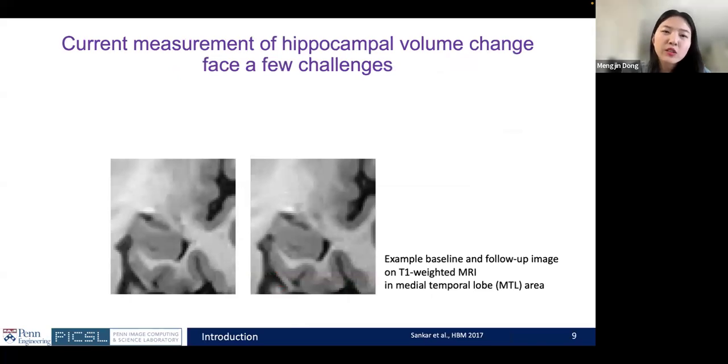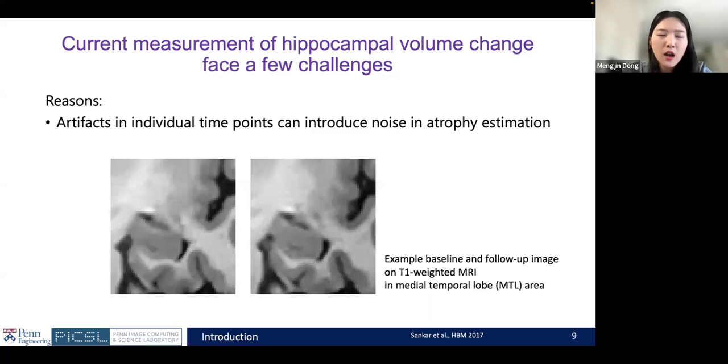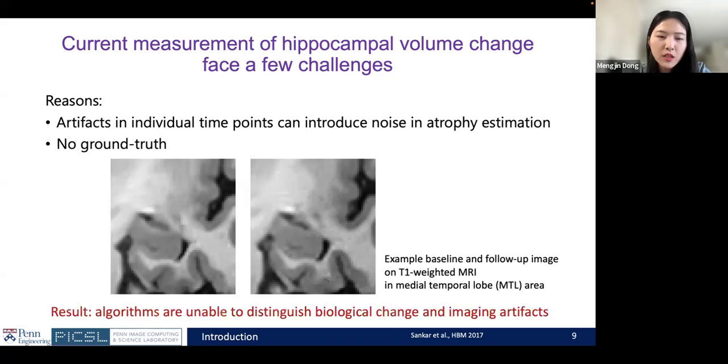However, the challenge of this measurement is that artifacts in individual time points can introduce noise in the atrophy measurement. As you can see, this is a T1 weighted MRI image, and the hippocampus is roughly in this area. We can see that the images get blurry, and in vivo there's no ground truth, meaning that we don't know exactly where the hippocampus boundary is. The result is that algorithms are unable to distinguish between the biological changes that we want to measure and image artifacts.